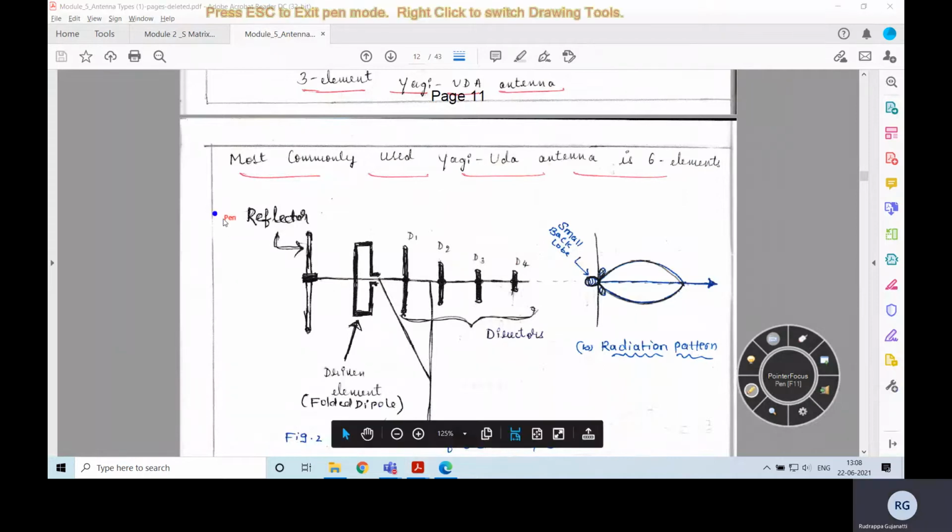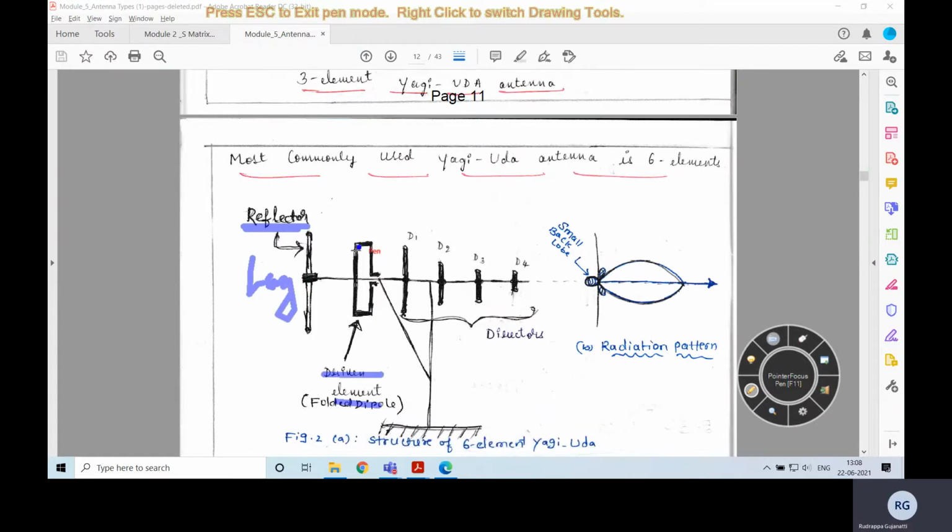So in a Yagi-Uda antenna, when we compare the current in the reflector with respect to the driven element, the current in the reflector will be lagging as compared to the current present in the driven element. In a similar way, the current in the directors will be leading as compared to the current present in the driven element.